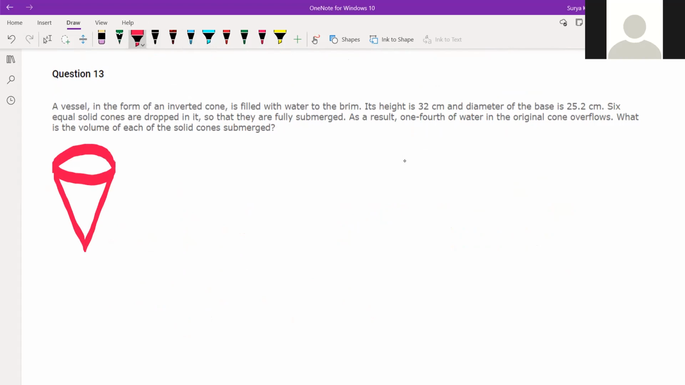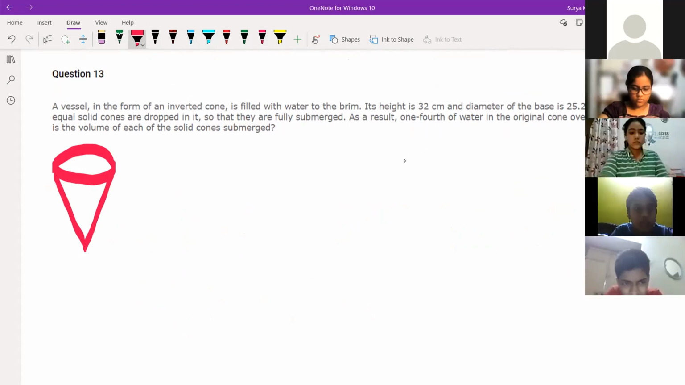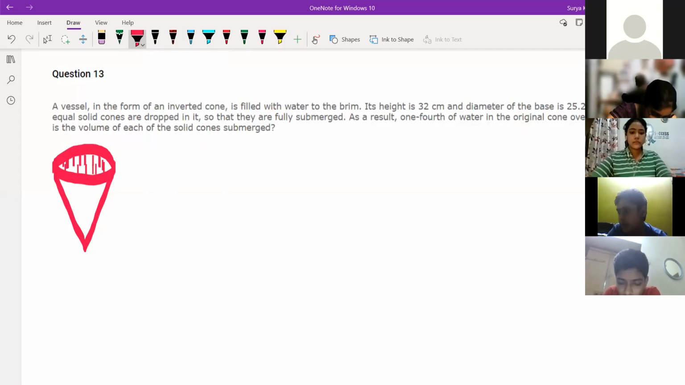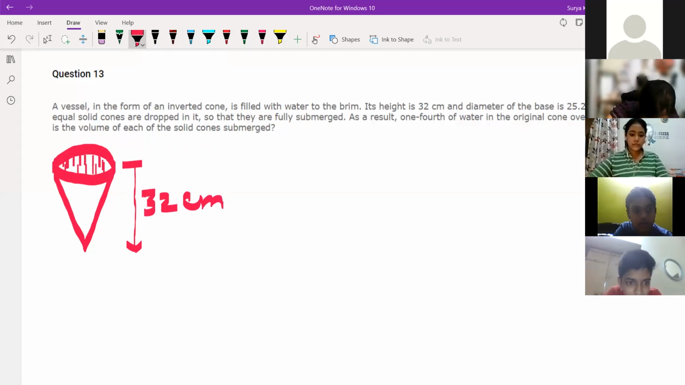It is filled with water to the brim. What is brim, Akshat? Do you know brim? Brim is till the top. Water is filled till the top. Its height is 32 centimeter, the height from here to here.